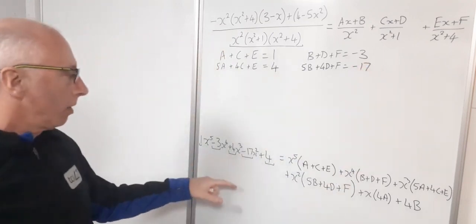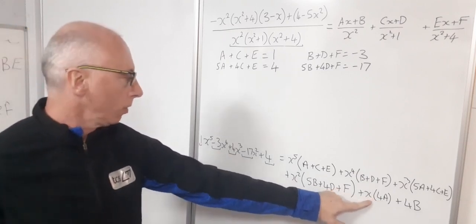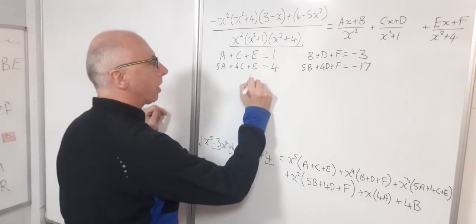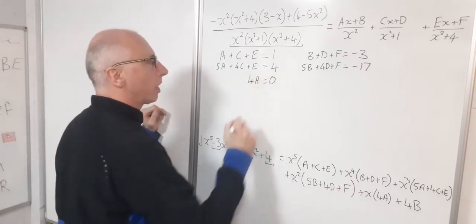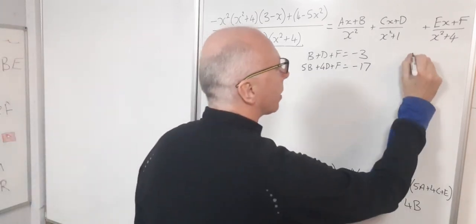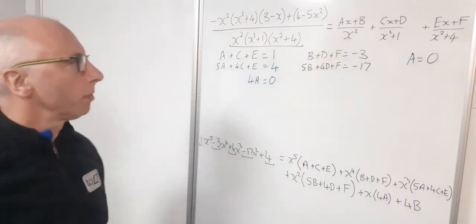Okay, now what about the single x? So 4a should equal the single x coefficient, which should be 0. So that's worked out really nice for us. 4a should equal 0. So obviously we can see that a is 0. So let's put that up here as our first solution. So we already know one of our terms.